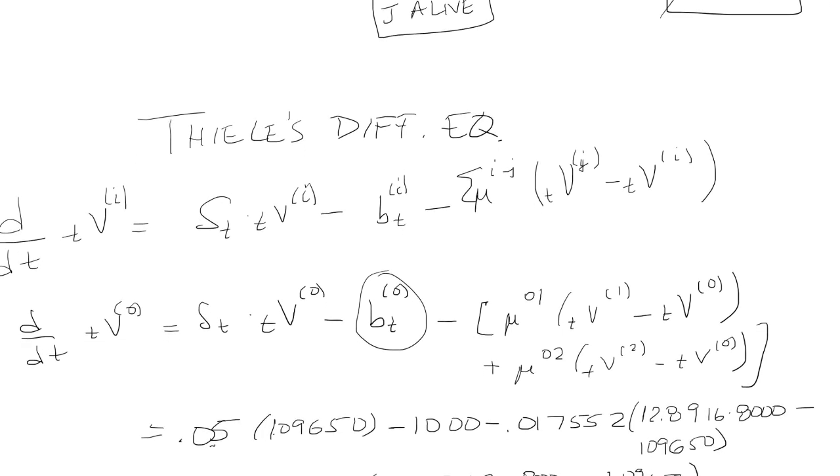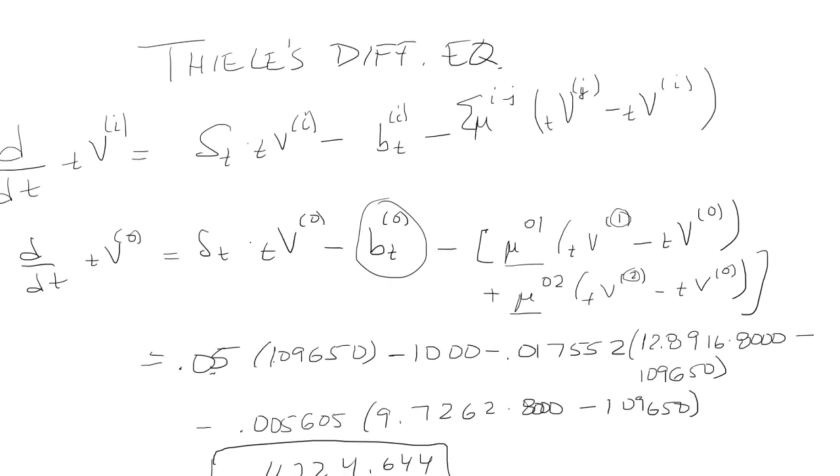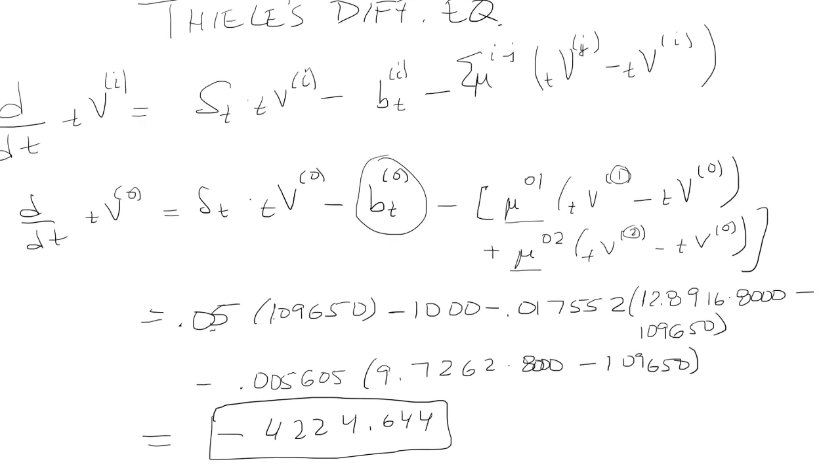And these are the transition forces. So notice we only go up to 2 because we're going up to state 2. State 3 you don't get paid, so we're only going to consider states 1 and 2. And then it's just a matter of plugging it in and getting an answer of negative 4,224.644 as a final answer.